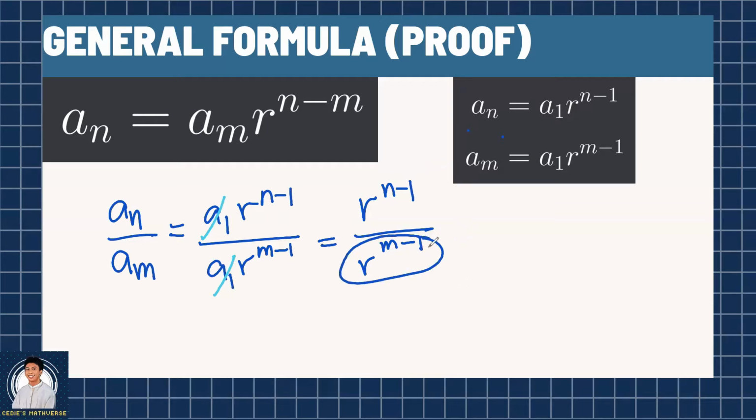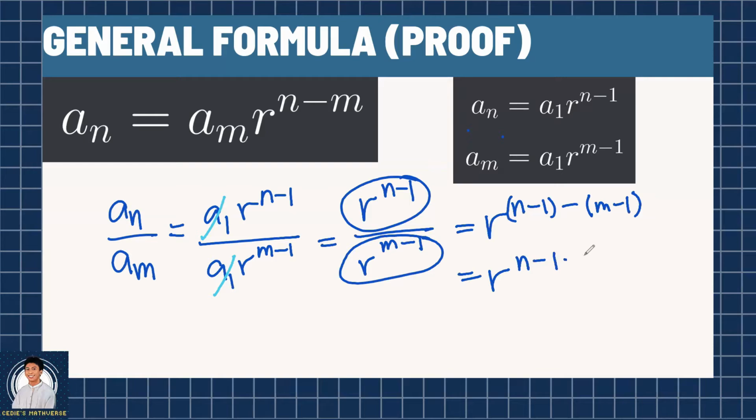This becomes r raised to quantity n minus 1 minus the exponent in the denominator, which is, by the division rule, quantity m minus 1. Then, this becomes r raised to quantity n minus 1 minus m plus 1, in which the negative 1 and positive 1 will be cancelled, leaving us r raised to n minus m.